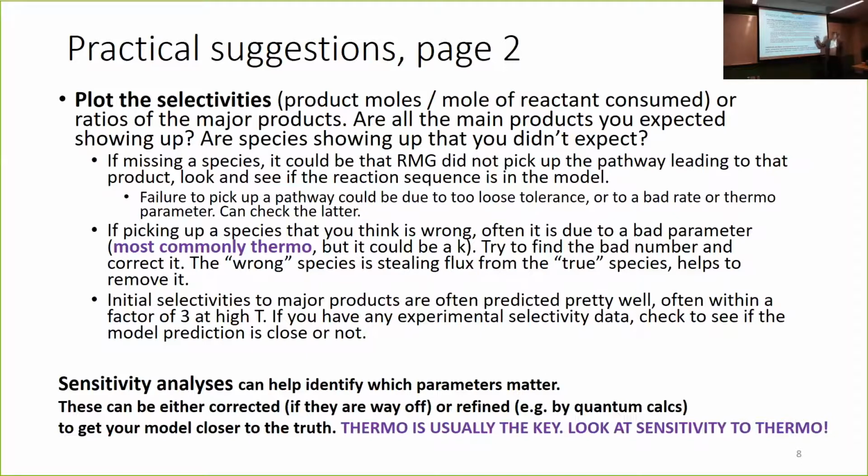If you're picking up a species that you think is unreasonable for it to be there as a major species, often it's due to bad thermo. Most commonly it's bad thermo. It could be a bad rate coefficient also. And again, you can go through and try to figure out which of the numbers is really screwed up that's leading to that product. You need to fix it. You can't just pretend it's not there.